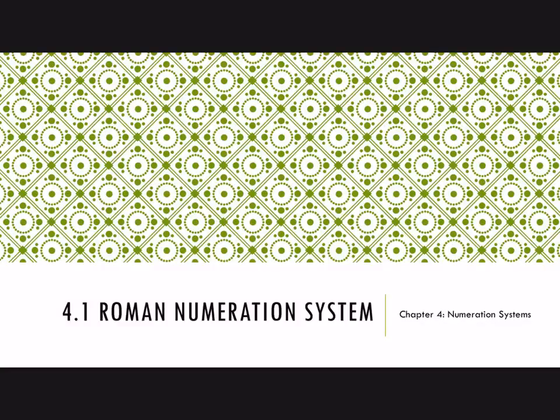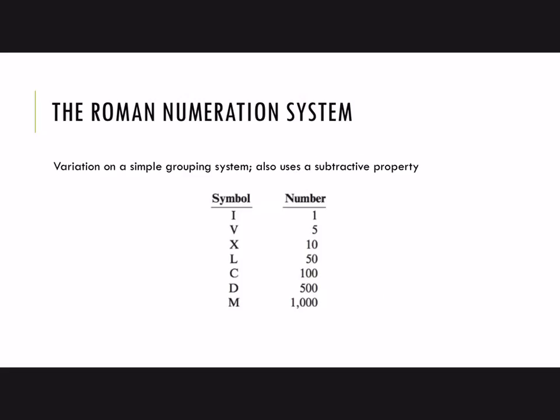Hi everyone. We are going to look at the Roman numeration system in this video. This is a variation on a simple grouping system. What's different about it is that it also uses a subtractive property. Now this does not mean that they did subtraction in their system, although that is true. It just means that when we are counting up the symbols, we don't always add.